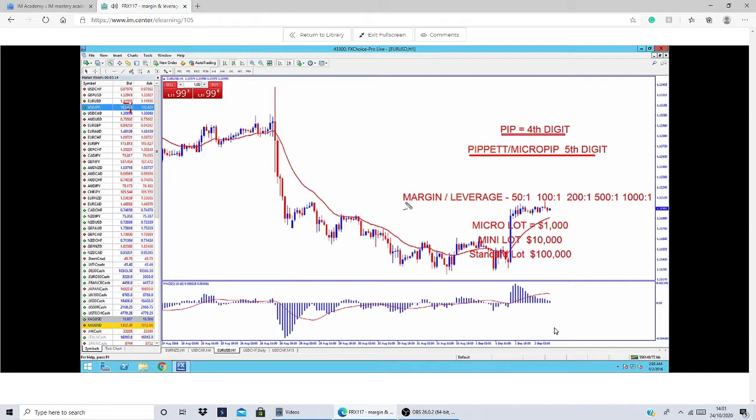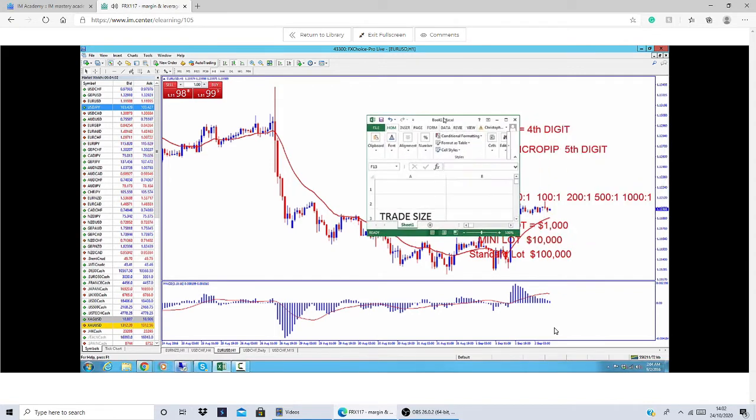We're going to look today at margin levels, trade size, and how it all works out. I have a spreadsheet that I want to pull into the video.